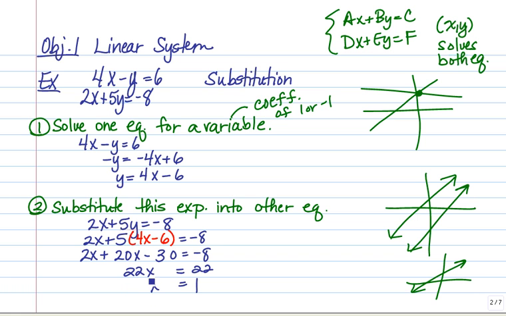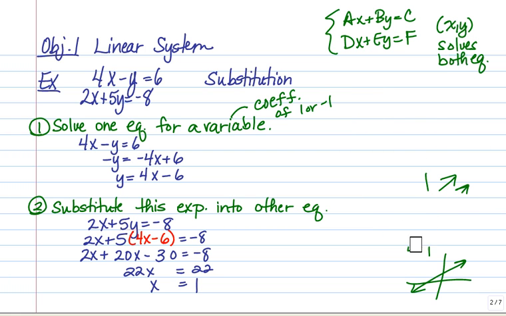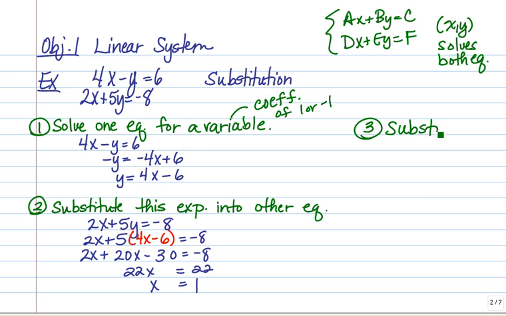Now, once we find the x value, we're not done. Remember, we need an x and a y to find the complete ordered pair that solves it. Let me make some more room here by erasing this. Our next step then is to substitute the known value into one of the equations to find the other variable.